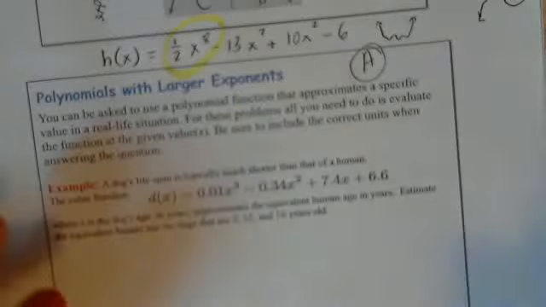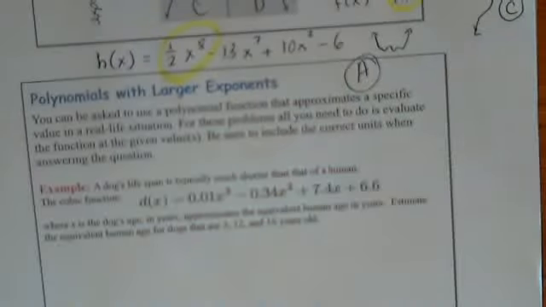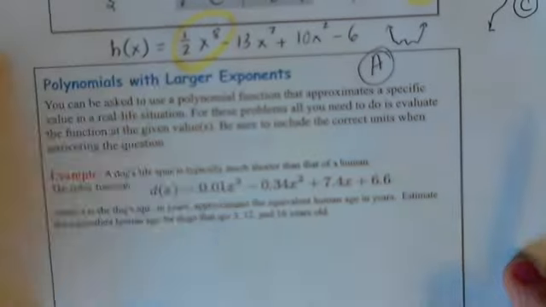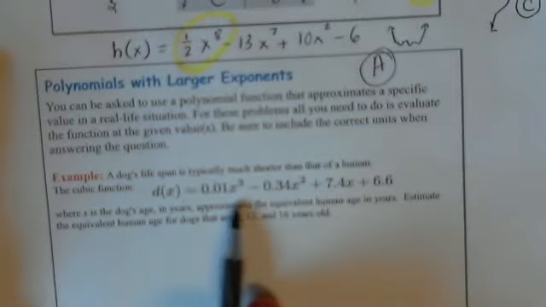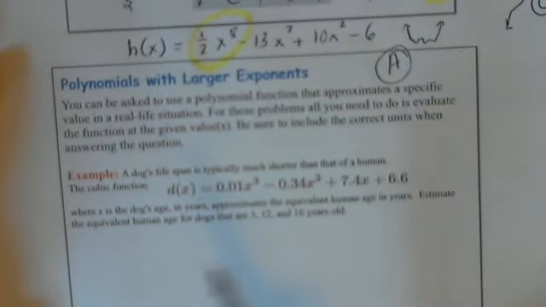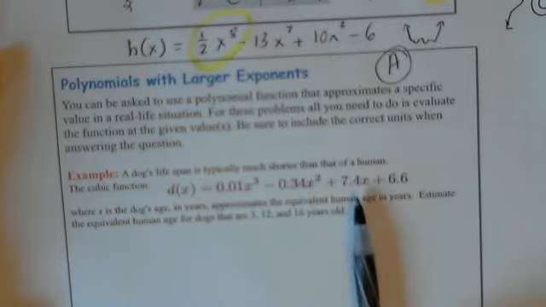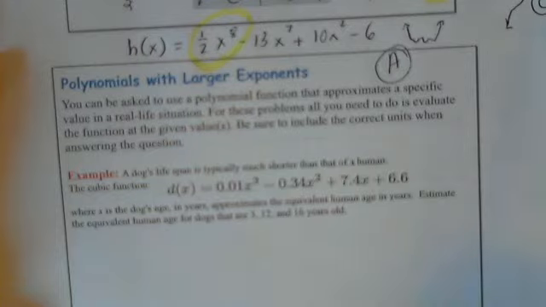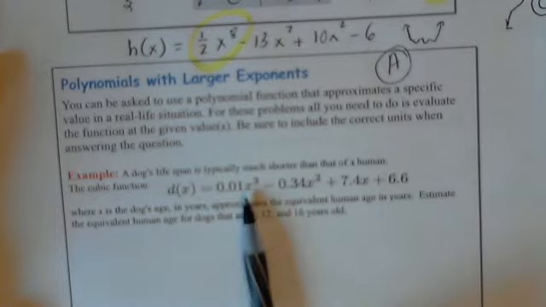Alright, let's take one last look at polynomials with larger exponents. And this time we're going to do an application problem. We're actually going to find out what these are good for. Well, one thing we can use a large polynomial for is to estimate the age of a dog when we take its dog years and find the equivalent in human years. And here's a function that can model that.